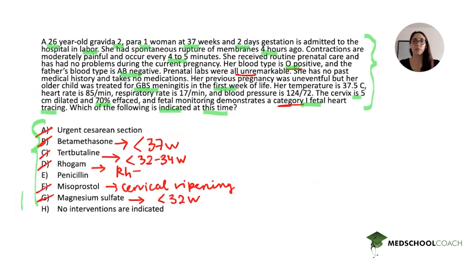We are told that the mother had a previous pregnancy where the child was treated for GBS meningitis in the first week of life. So this meets indication number 3, and this mother should receive penicillin in this current pregnancy. And so H is incorrect because she does meet criteria for GBS prophylaxis.